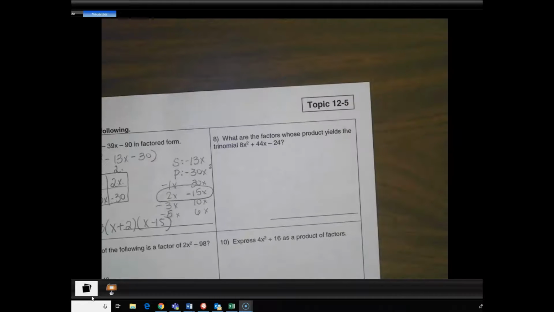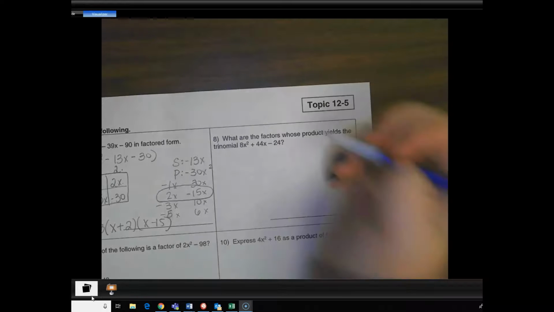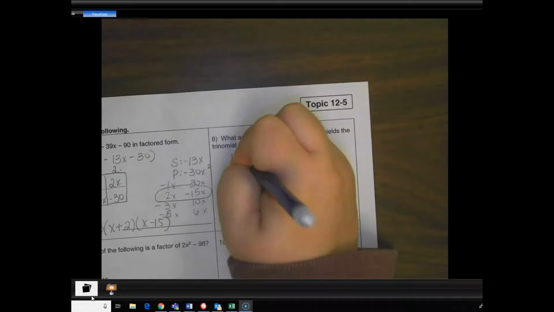Number 8. It is a trinomial. There are 3 terms. It wants to know what are the factors whose product will yield that. That is just a fancy way of saying what are my factors. Okay? So this works like the last one. So go ahead and I want you to pause this video, work this one, and push play when you're done. All right, so I could have pulled out a 4.